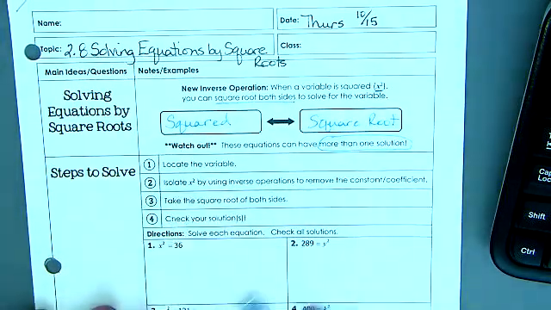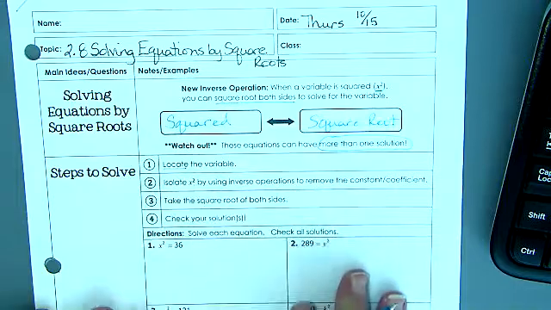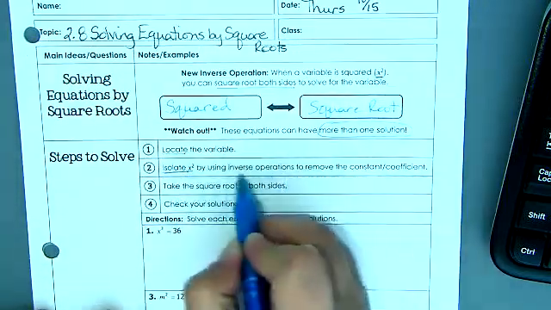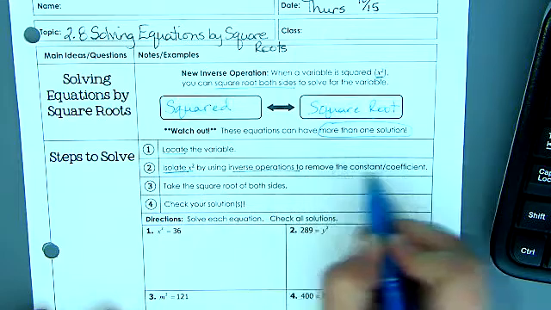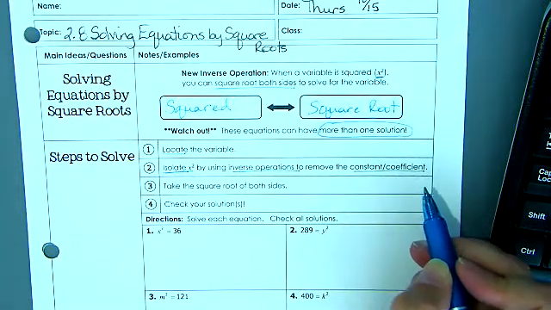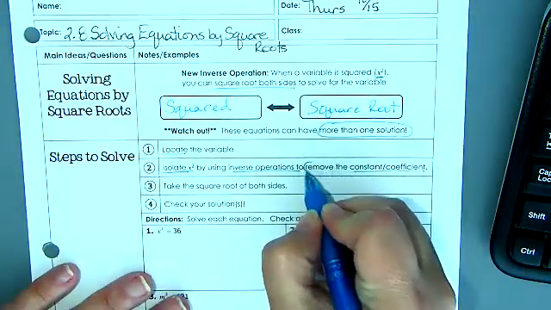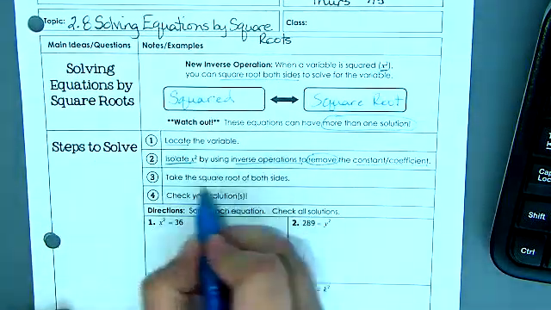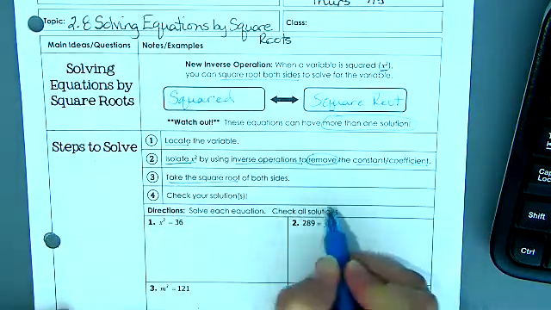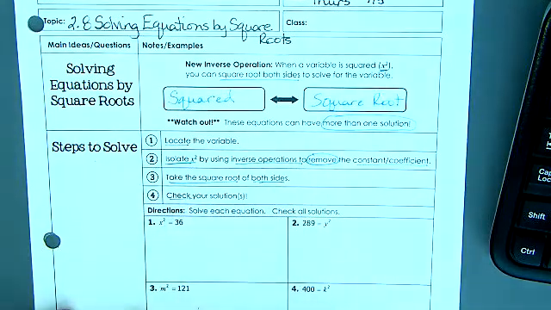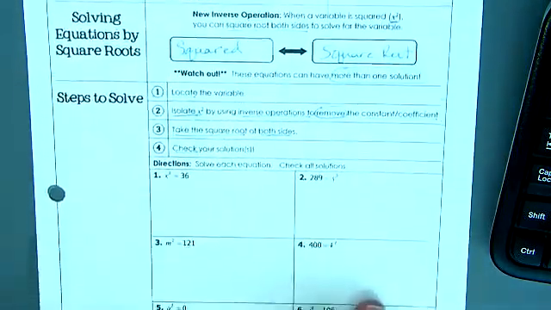So again, our steps for solving. You locate the variable, isolate the x squared by using inverse operations to remove the constant and coefficient. So we do the same thing like we've been doing for solving equations. Then we take the square root of both sides, and then you always check the solution. So here we go. Let's work a couple of examples.